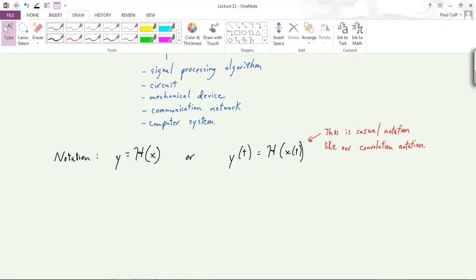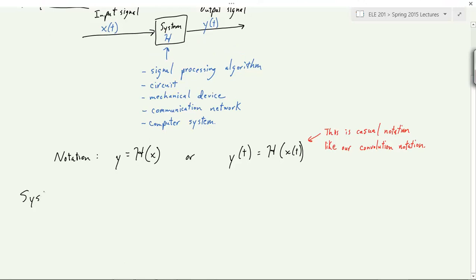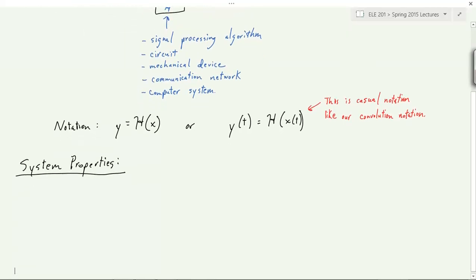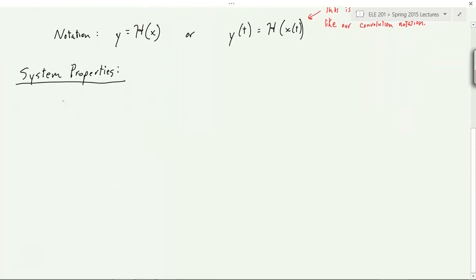Okay, so what I'm going to do here is go through 6 system properties that'll be of interest. You should learn what these are, and then it's going to allow us to narrow down what kind of systems we're going to want to analyze with the tools we have. Okay, so we'll get there. We'll list out these 6 properties, and then we'll focus our attention on systems that just have certain properties. Okay, so here we go. First property is memoryless.